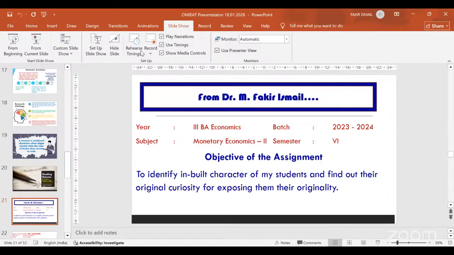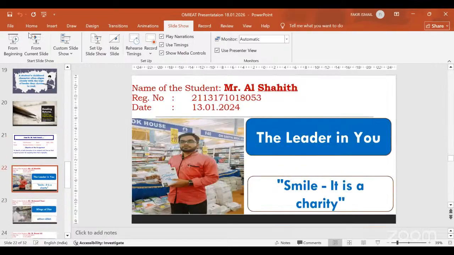And it was done in 2023 to 24. The main objective of the research is to identify the inbuilt character of my students and find out their original curiosity, to expose their originality. This is a student. He visited the exhibition on 13th January 2024. He selected the book The Leader in You.